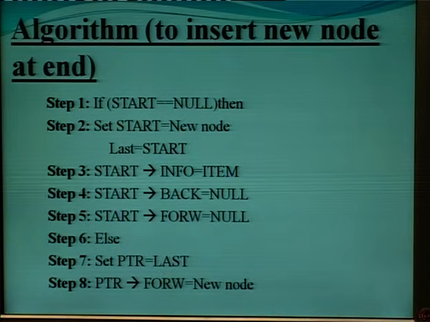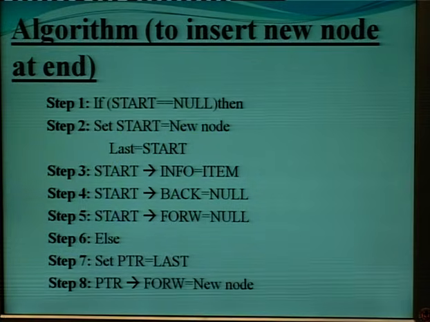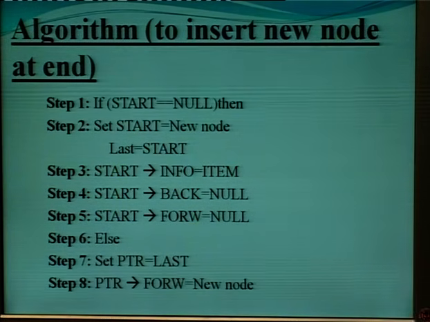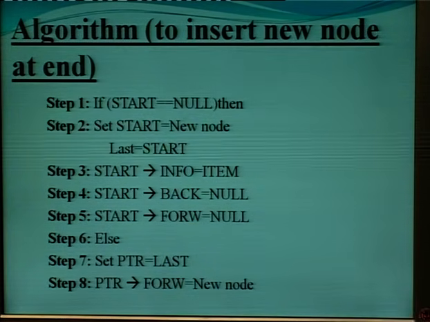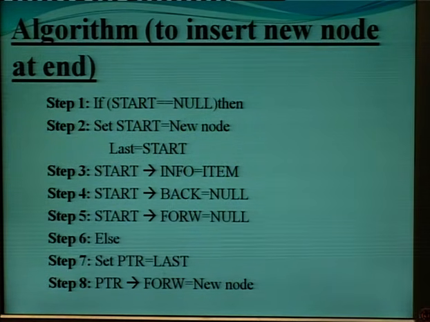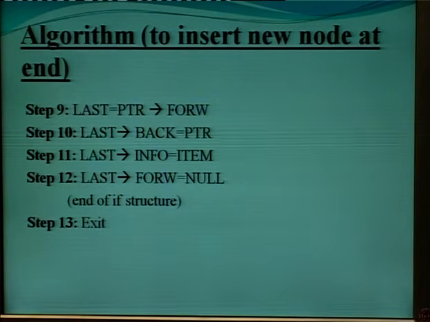But both are null because there are no previous and backward nodes. If it is not a null pointer, that is, if start is not equal to null, else we have to do this: because we are adding a node at the last of the list, we have to point out the last pointer. So set pointer is equal to last, pointer forward is the new node, whichever new node, we have to store that address in the pointer forward, and last pointer forward is stored in the last.